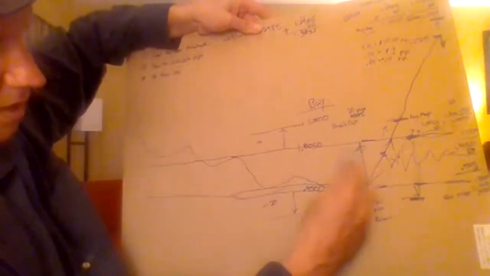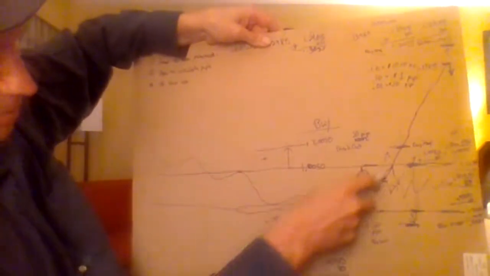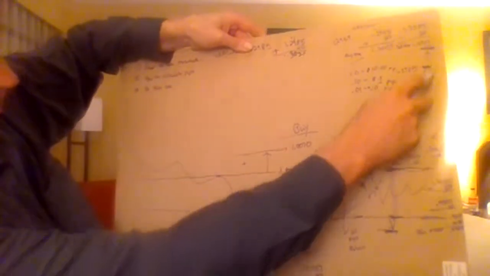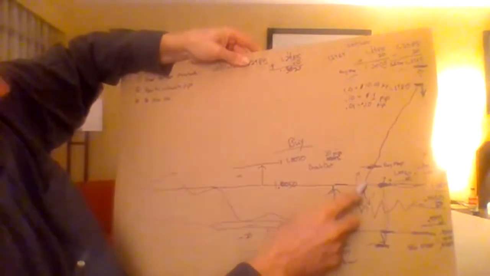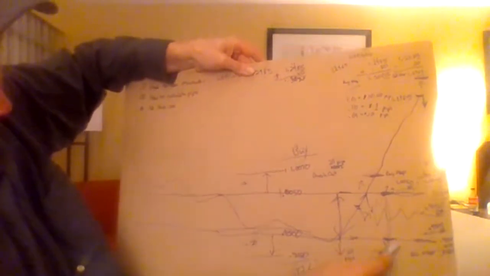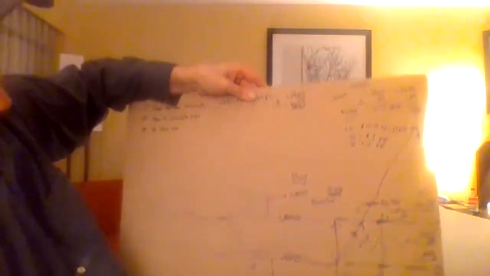This is your support line. This is your resistance. This is the area it's been bouncing between. This is your breakout, that big move right there. Now, this thing could have turned and broke out down here. You want to catch it when it gets outside this box.